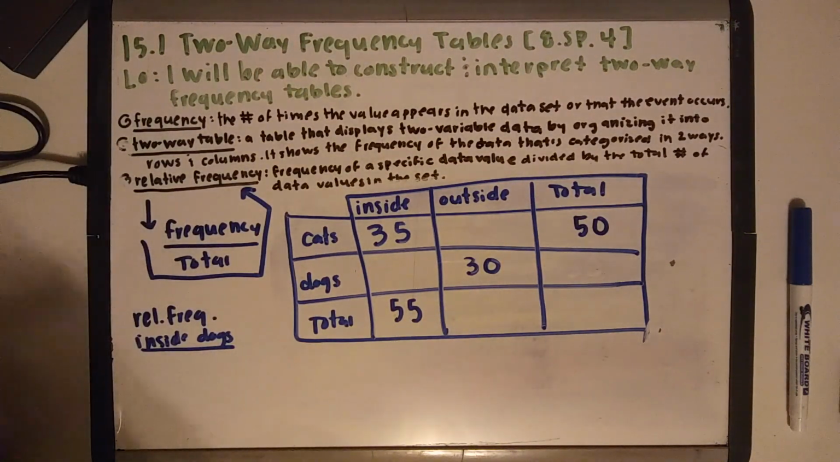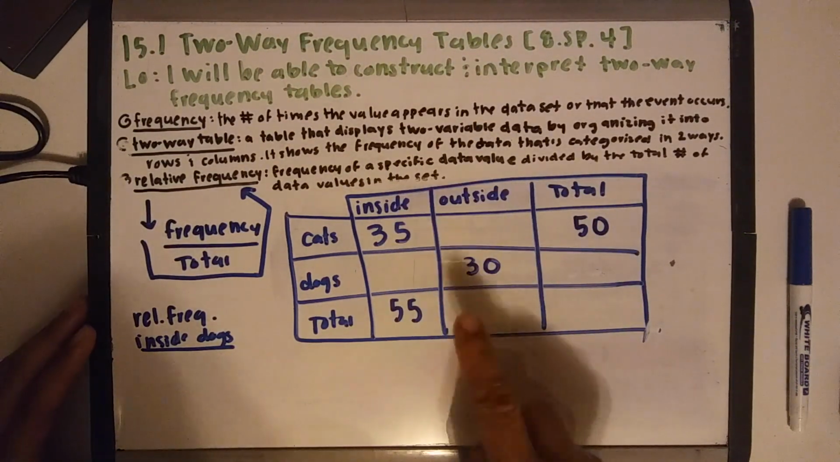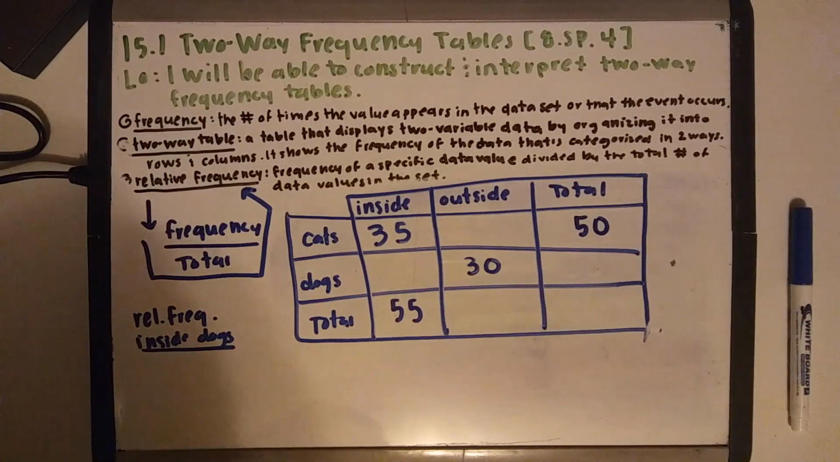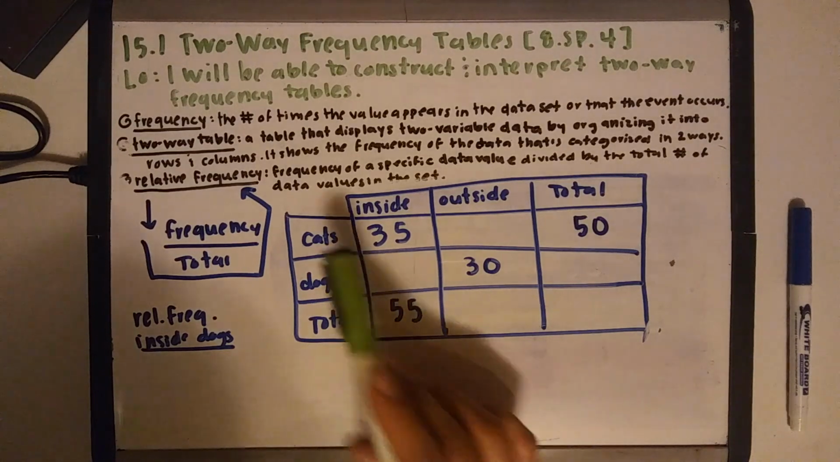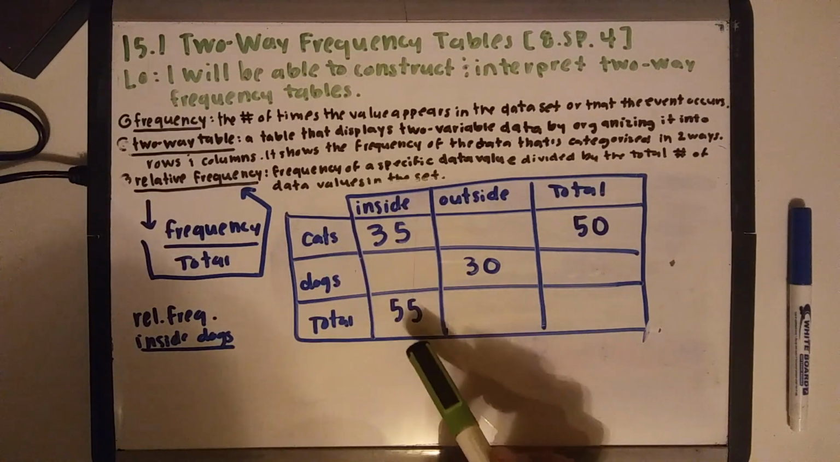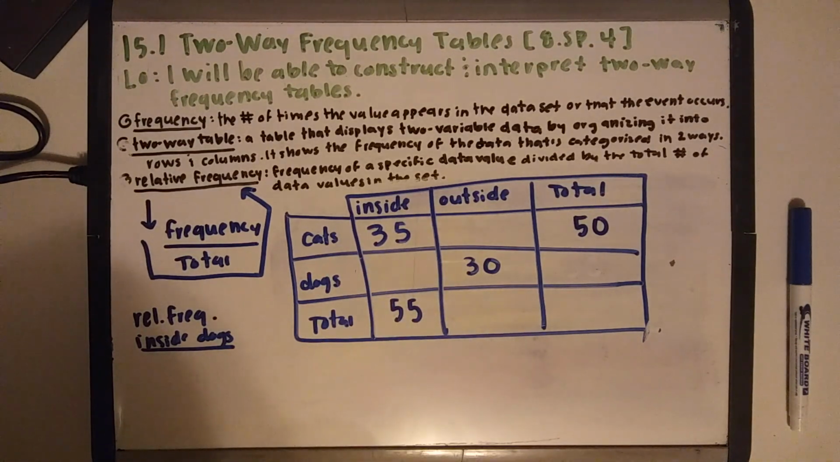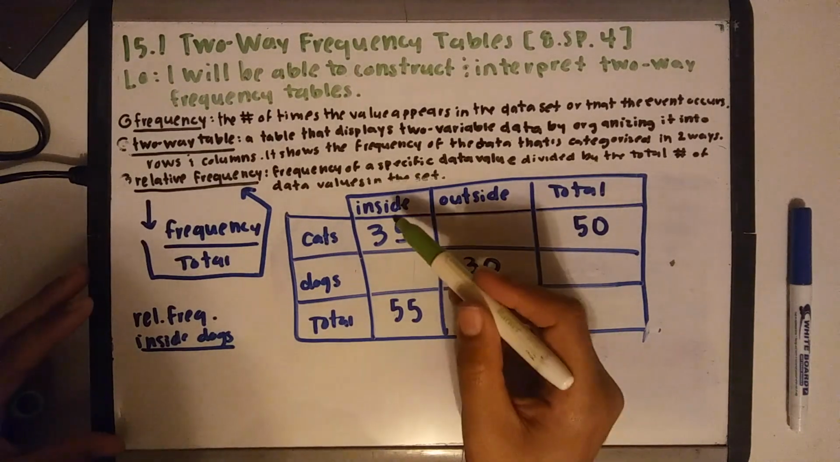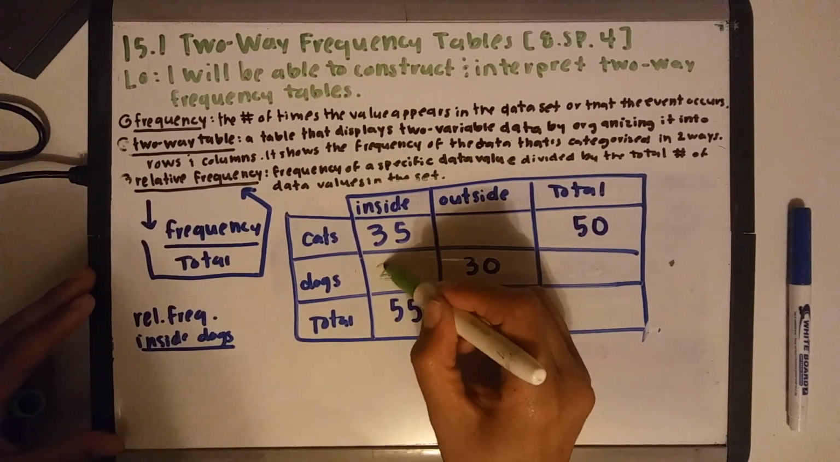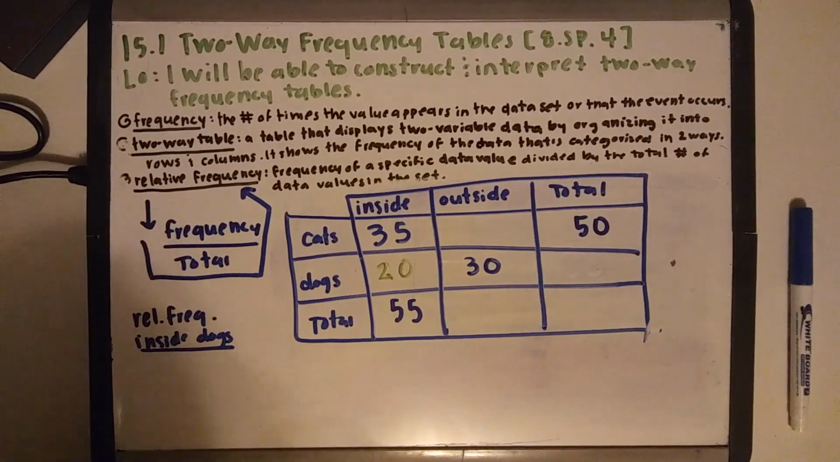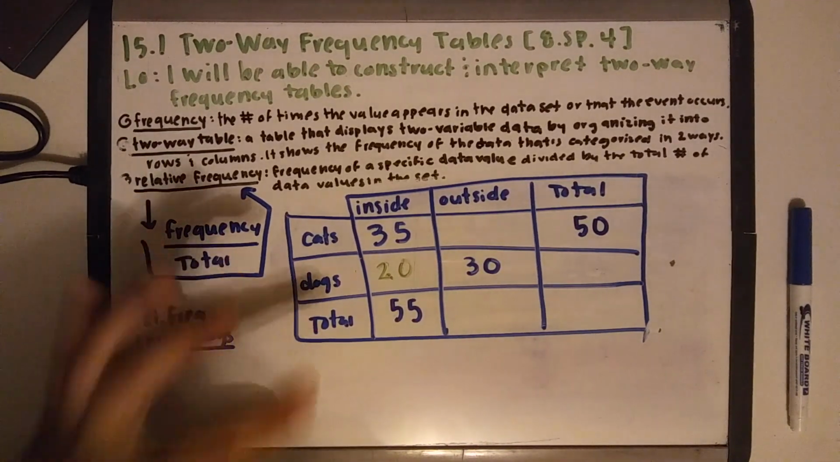So really quick, the first thing is to construct, so to be able to make a table. So we're given this information that 35 cats are inside, and then we have a total of inside pets that is 55. So then I can fill this out because 35 plus what gives me 55? 20. That means that 20 dogs are inside.